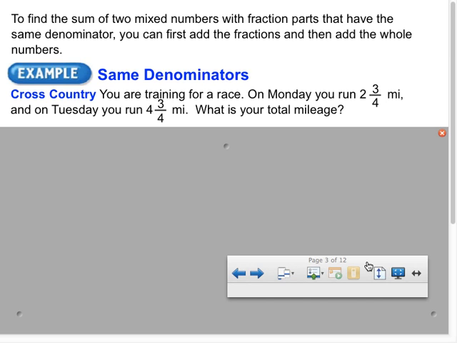Now I recognize that there's a couple other methods. I'm just going to discuss this method. If your method works and it gets you the correct answer, fine. But I'm just going to discuss one method today. So quickly, I'm going to read this, and then I want you guys to work this out.